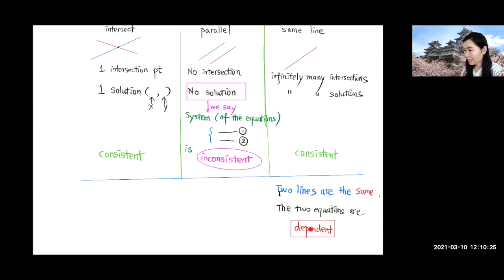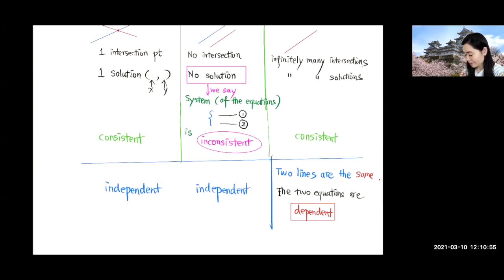The opposite of dependent is independent. So these two will be independent because they are not the same line. So we write down independent. Dependent is when the two lines are the same, and independent equations is when the two lines are not the same. So there's two.